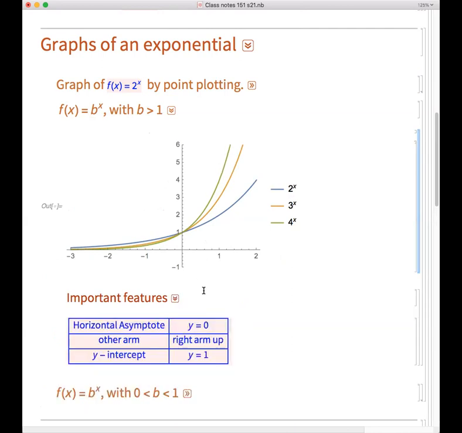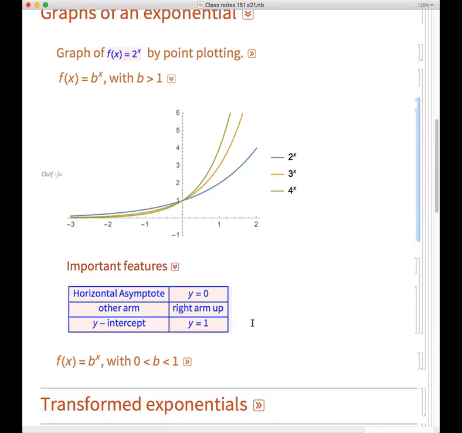Okay, again, all we're really going to be focused on are these 3 important features. And what you can see is that they're all identical. It doesn't matter what this base is. If it's bigger than 1, these 3 important features are going to be the same. All of these graphs have y equals 0 as a horizontal asymptote. All of these graphs are right arm up. And all of these graphs pass through the point 0, 1. That is, their y-intercept is 1. Okay, so remember this, when the base is bigger than 1, this general shape for an exponential.